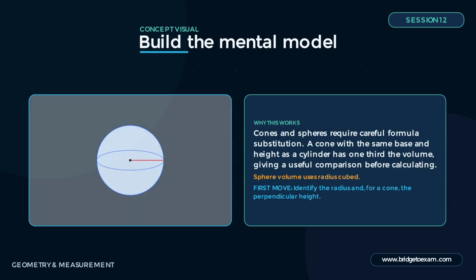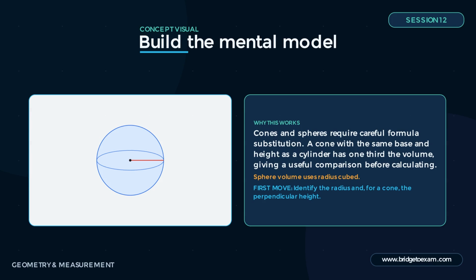Start with the concept visual. The sphere volume uses radius cubed. The matching cylinder makes the cone's 1/3 factor visible. Read every label as evidence about what is known, what is unknown, and which measurements actually belong in the model.